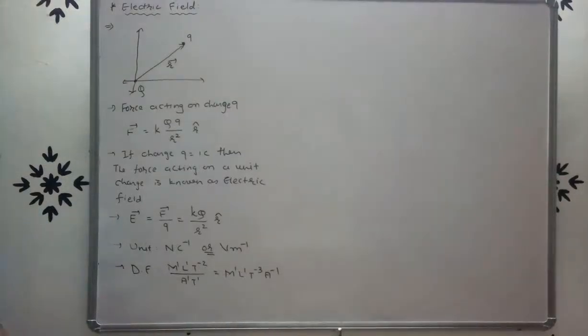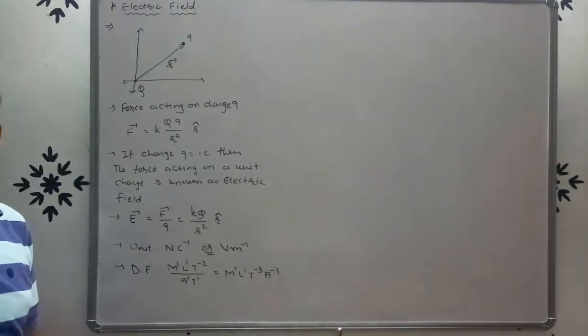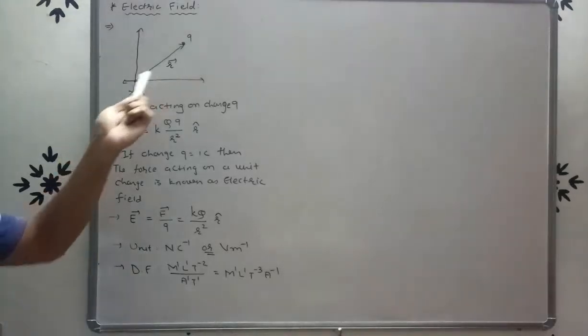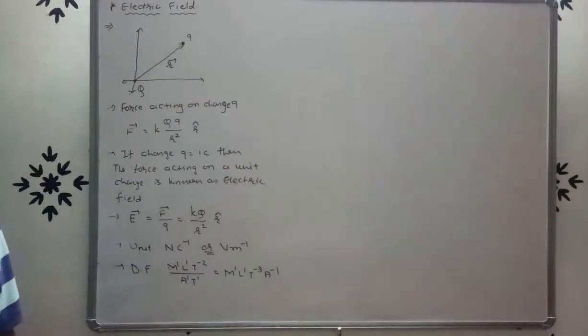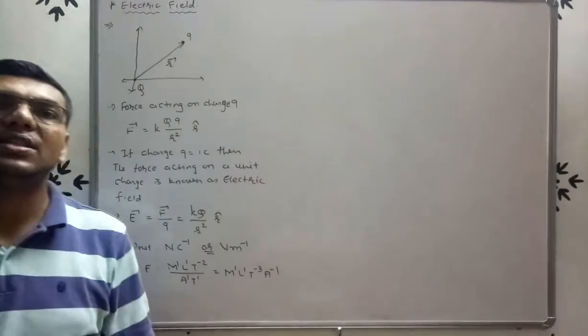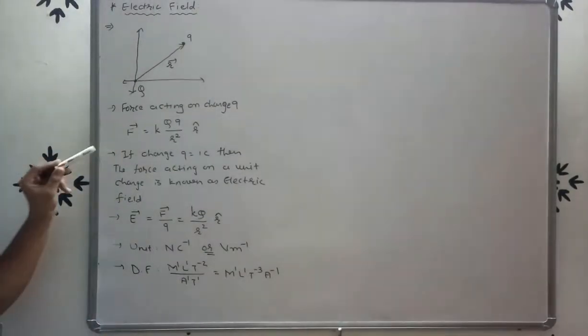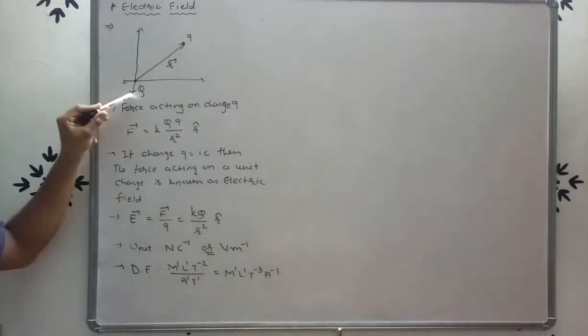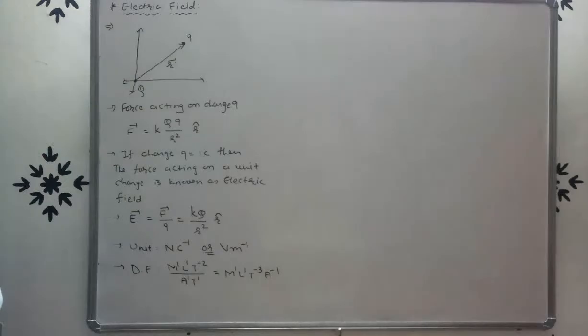Again see here, as shown in figure, here we placed a charge capital Q at the origin and small q at a distance r. So here there are two charges, so the force between these two charges is known as the Coulomb force. So the force acting on charge small q, vector F is equal to K, value of Q1 is capital Q, value of Q2 is small q, upon r square into r cap.